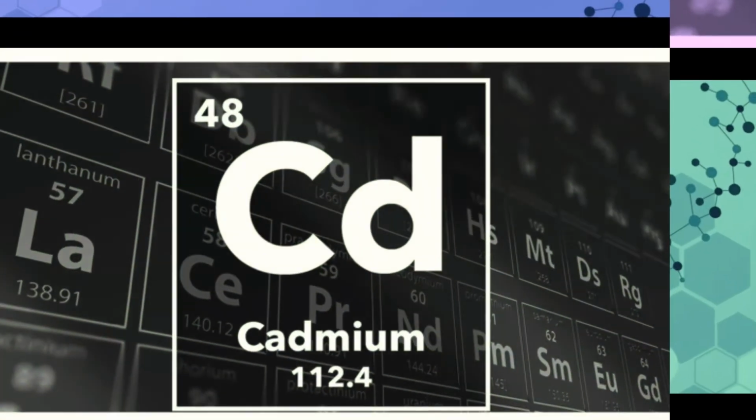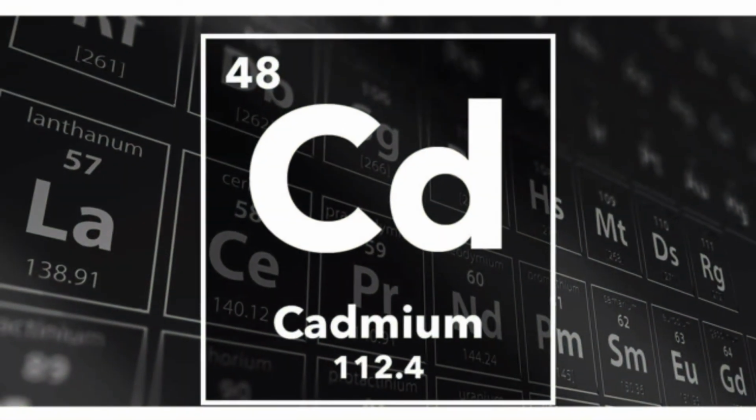The next metal is cadmium. Cadmium is a transition metal. Cadmium in its elemental form is a soft, silver-white metal. It's not usually present in the environment as a pure metal, but most often as complex oxides, sulfides, and carbonates in zinc, lead, and copper ores.